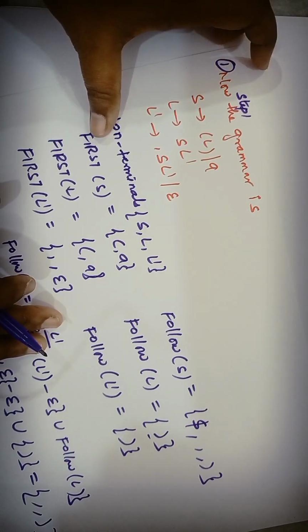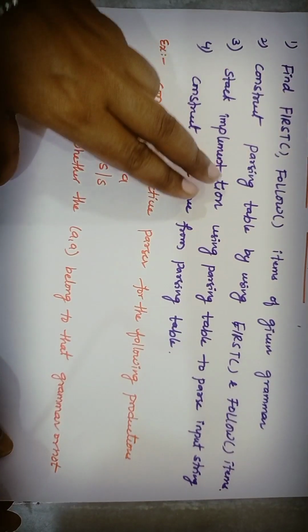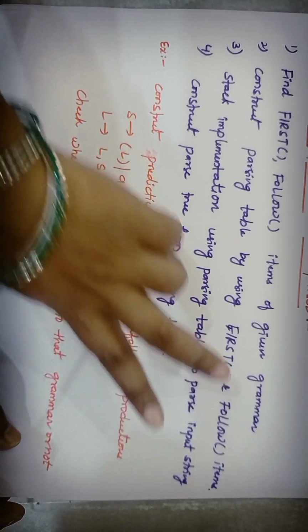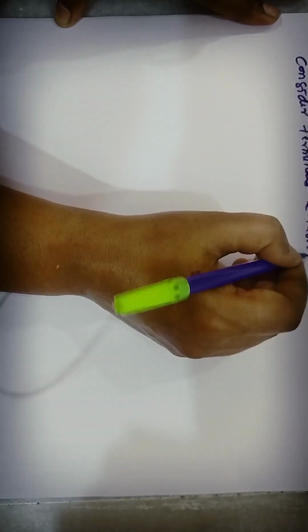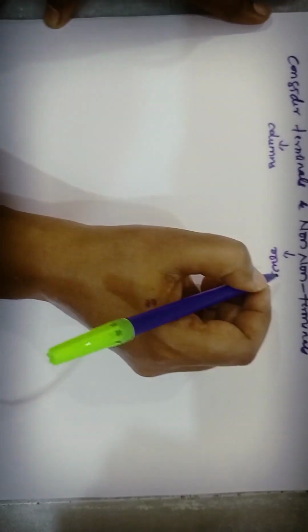Okay, so after finding the follow, that is step 1. Next we are going to see step 2. What is step 2 here? Construct a parsing table by using first and follow items. When we construct the parsing table, we have to consider terminals and non-terminals. Terminals we have to write as columns, and non-terminals we have to write as rows.